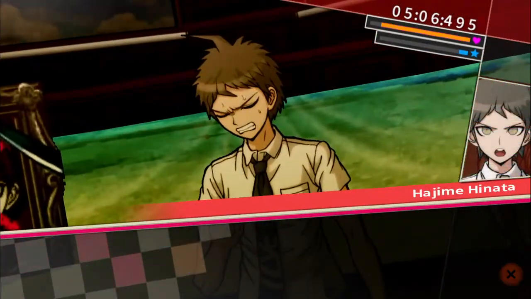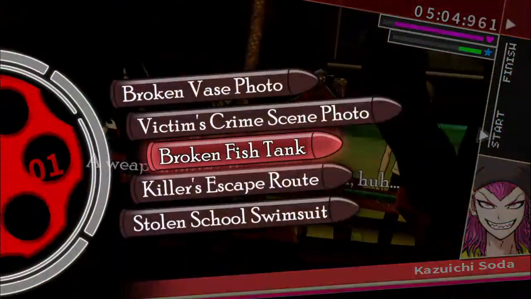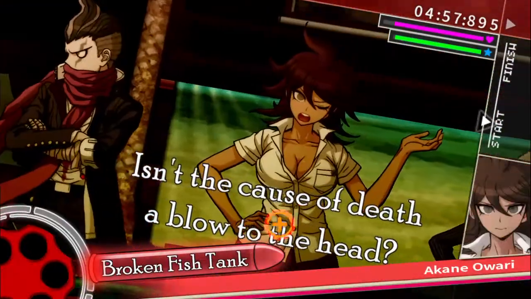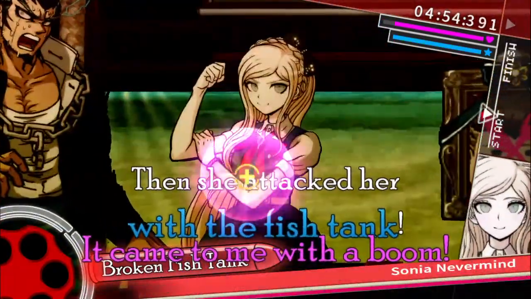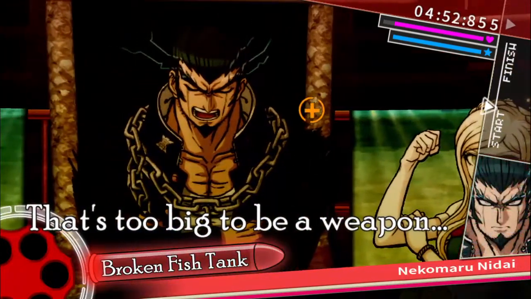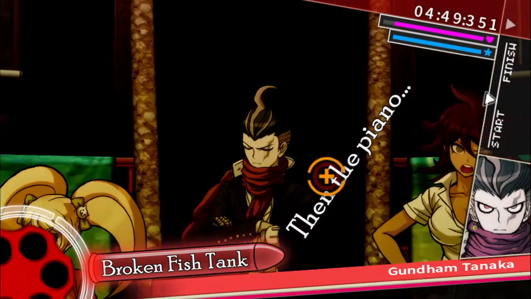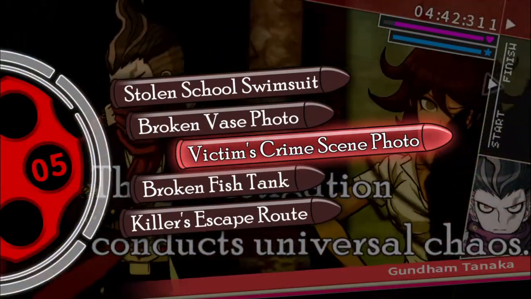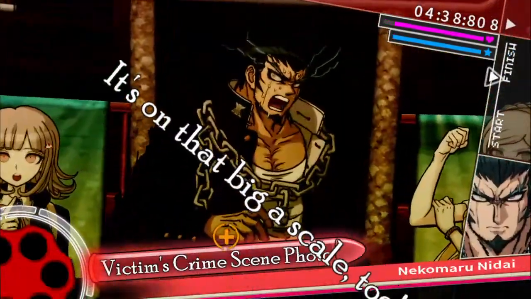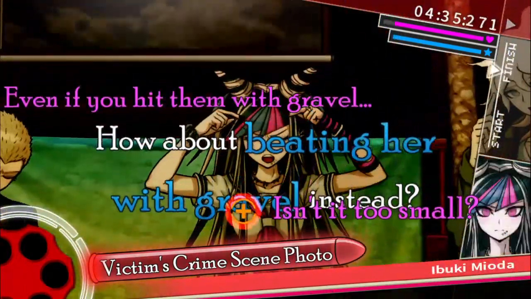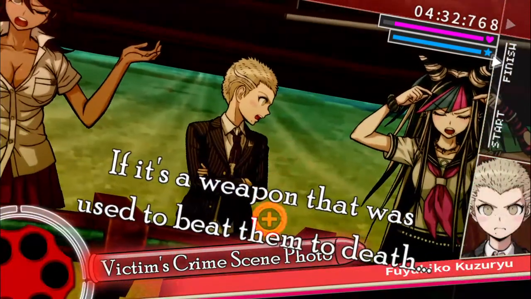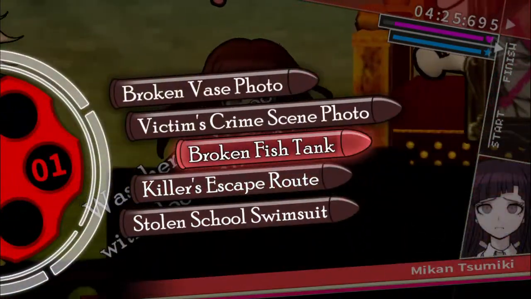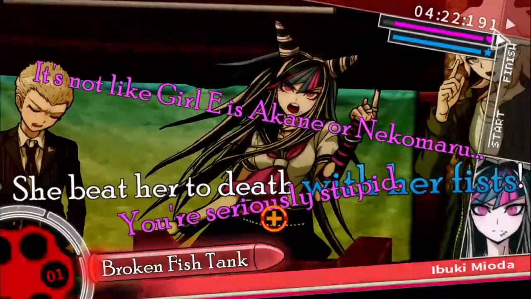Damn it! A weapon inside the music room, huh? What about broken glass? Isn't the cause of death a blow to the head? Think you talked her with the fish tank. That's too big to be a weapon. Then the piano. Why are you going even bigger? The investigation conducts universal chaos. It's on that big a scale, too? How about beating her with gravel instead? If it's a weapon that was used to beat them to death, it should have had bloodstains. Was there a weapon with bloodstains on it? She beat her to death with her fists!